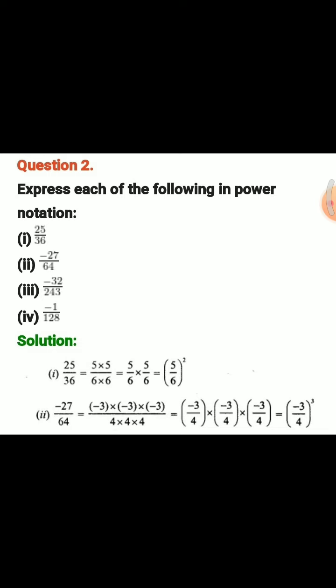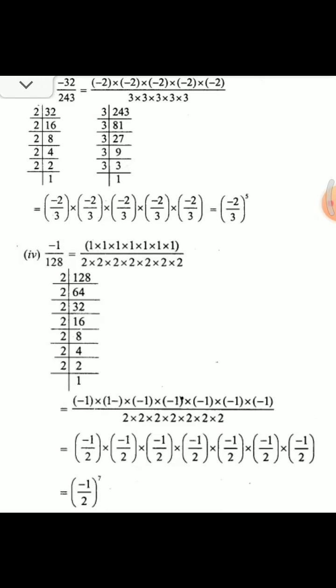Now question number third and fourth. Third, minus 32 by 243. So at first you write all the factors of minus 32. So all the factors of minus 32 equal to minus 2 multiple minus 2 multiple minus 2 multiple minus 2 multiple minus 2, means 5 times minus 2. And after that you write all the factors of 243. So 5 times 3. Okay. So minus 2 by 3, means you write 5 times. After that minus 2 by 3, you give the power, means 5. Okay. Minus 2 by 3 power 5.